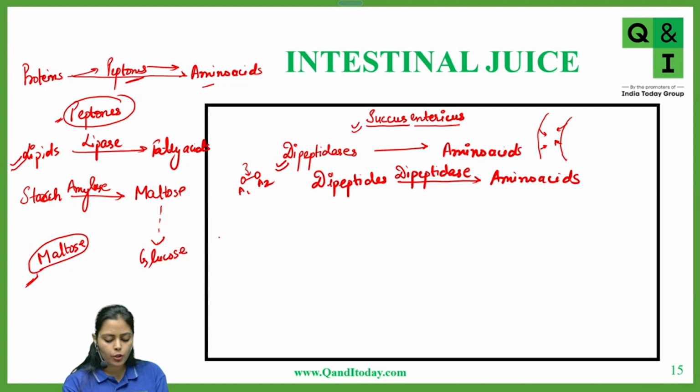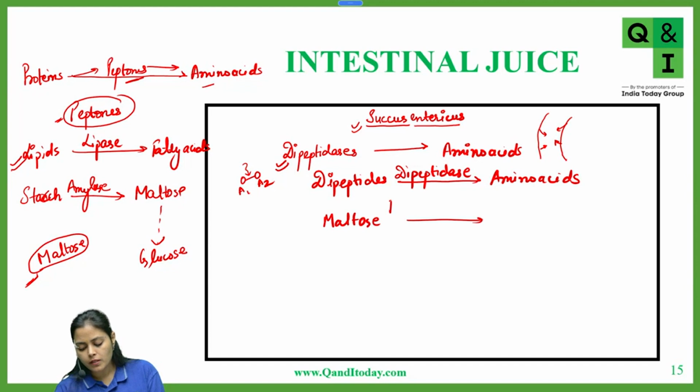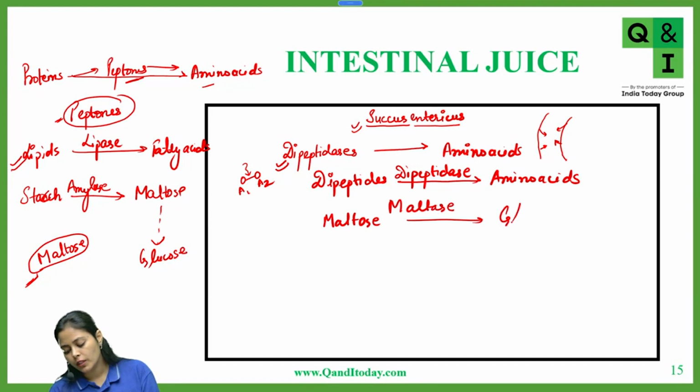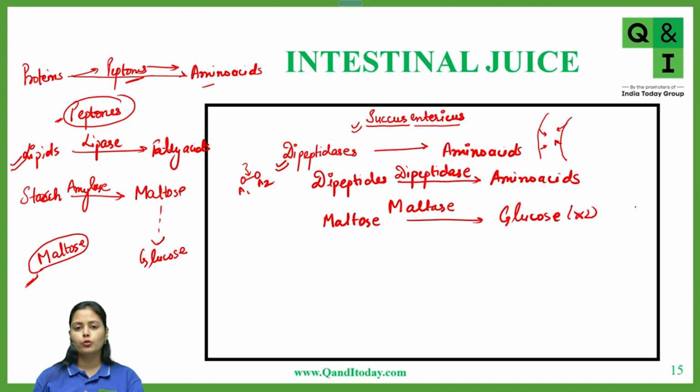Similarly, for digestion of maltose, you have an enzyme present in succus entericus, which is maltase. Now this maltose is converted into glucose. That means 2 units of glucose. Glucose plus glucose you can write.